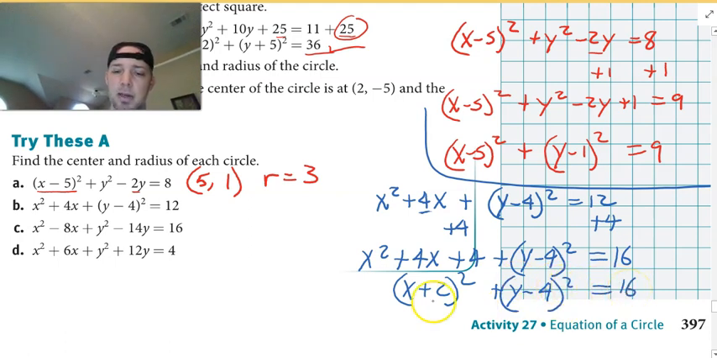So my center is going to be at negative 2, positive 4, and the radius is square root of 16, or 4. So negative 2, positive 4, and the radius equals 4 on that one. Okay, I'm going to go ahead and erase these two and then try C and D.